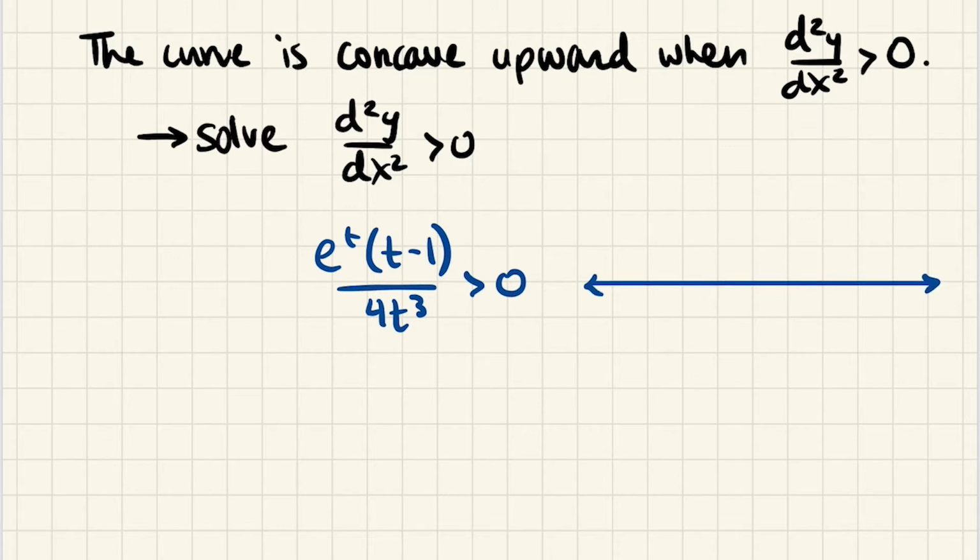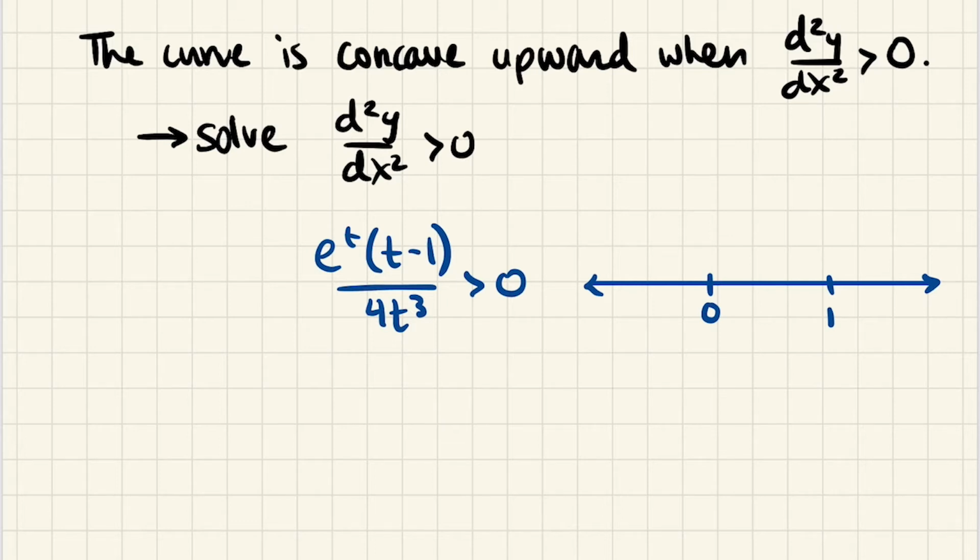And first we're going to locate all the points where this expression is equal to 0 or is undefined. We can see by this factor here that this expression is equal to 0 when t is equal to 1. And we can see by the denominator that this expression is undefined when t is equal to 0. This gives us 3 distinct intervals that we need to check to see if the inequality holds over that interval. So we're just going to test different values.